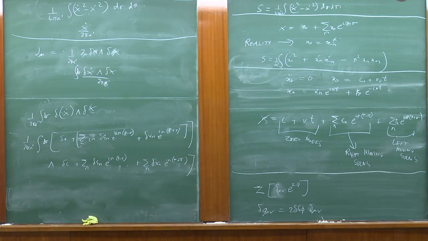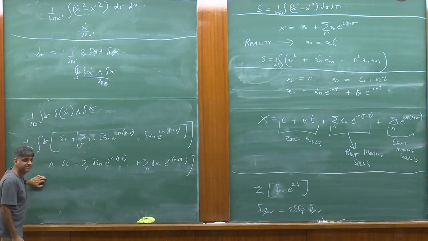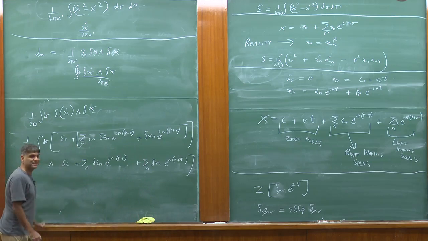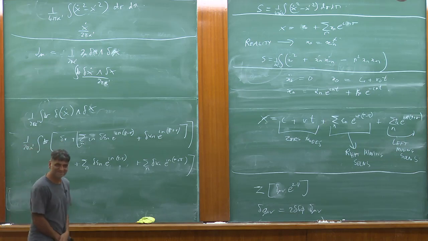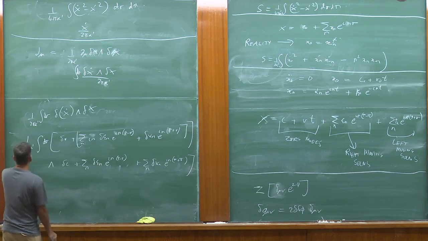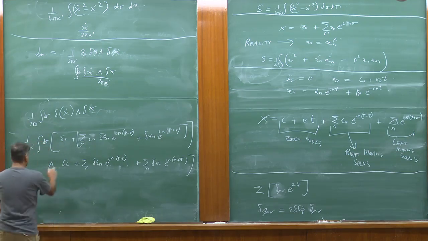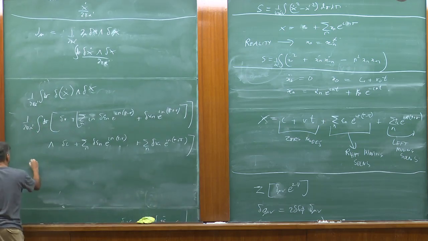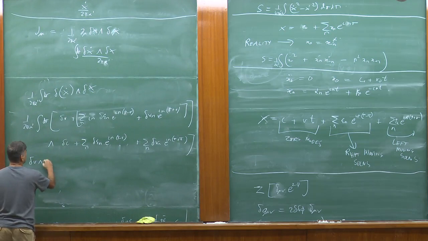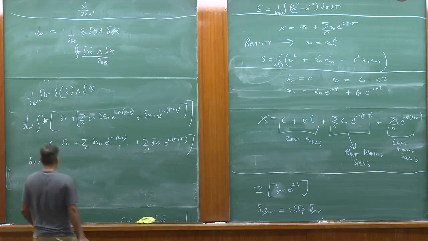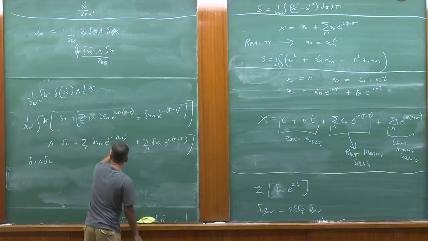Now we have to evaluate the integral over sigma. Let's first look at the zero modes. The zero modes will give us delta v wedge delta c. There was 1 over 2 pi, because that's fine. So this part gives us delta v wedge delta c. Okay. Then there are these guys times these guys.